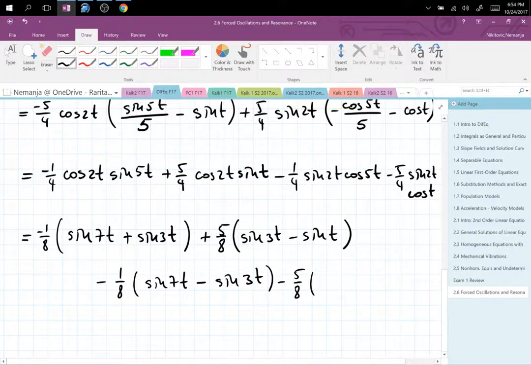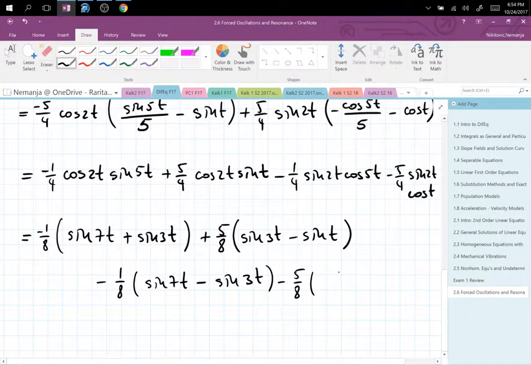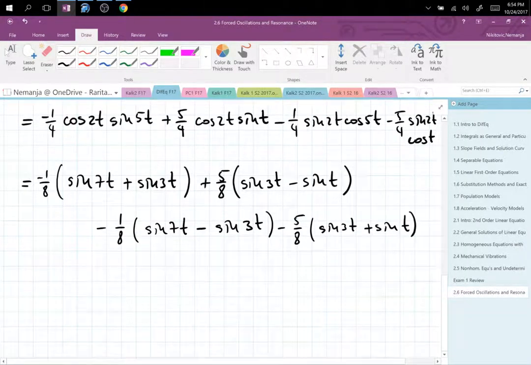We have sine cosine, so again sine of the addition plus sine of the difference. Sine of addition, so that's going to be sine of 3t plus sine of the difference, sine t.